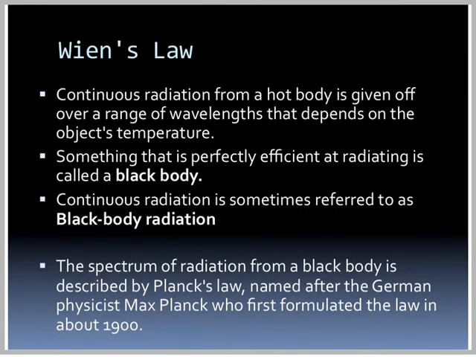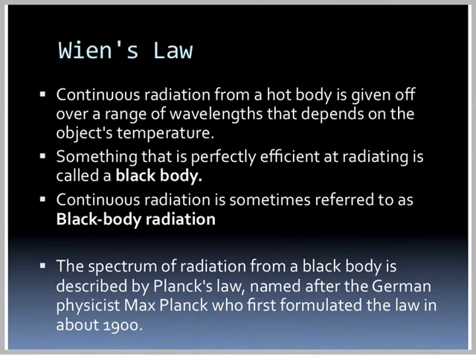Now, continuous radiation from a hot body is given off over a range of wavelengths that depend on the object's temperature. Something that is perfectly efficient at radiating energy or light is called a black body. Doesn't mean it's black, it just comes from some of the modern physics terminology. So continuous radiation is sometimes also referred to as black body radiation. I really want you to know it's continuous radiation.